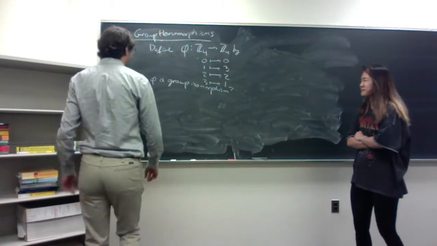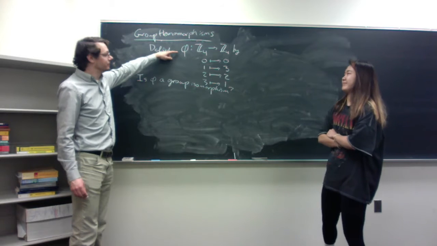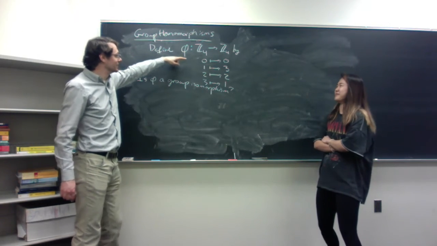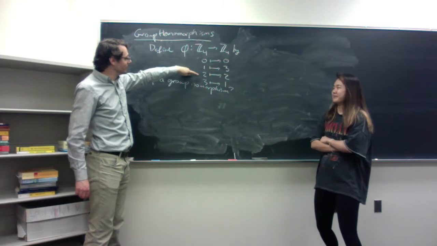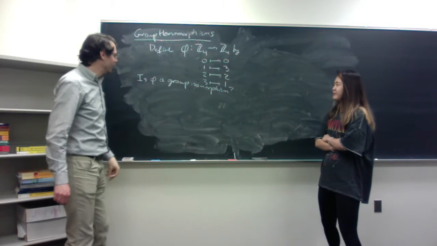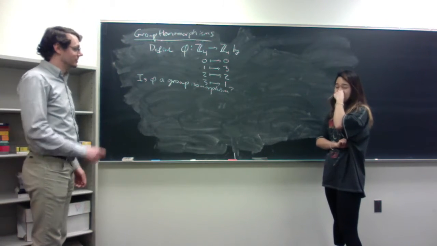Okay, so in this problem on group homomorphisms, we're given a function from Z4 to Z4, and we're told exactly what it does on every element. It sends 0 and 2 to themselves, and it takes 1 and 3 and swaps them around. And we're asked to understand whether this function is a group isomorphism.